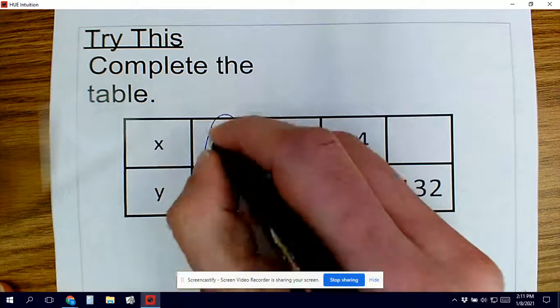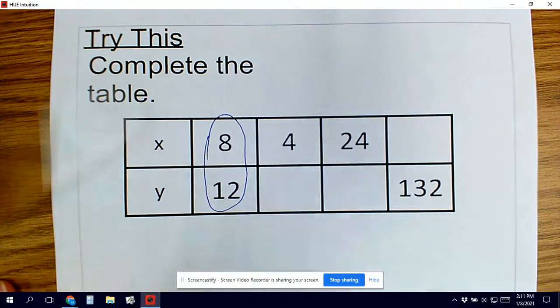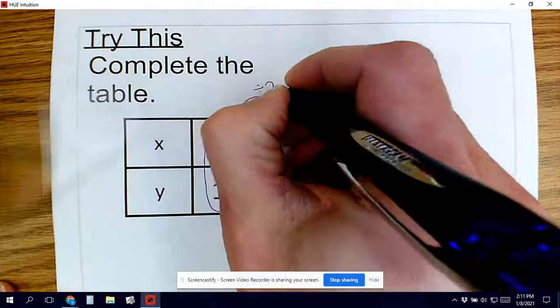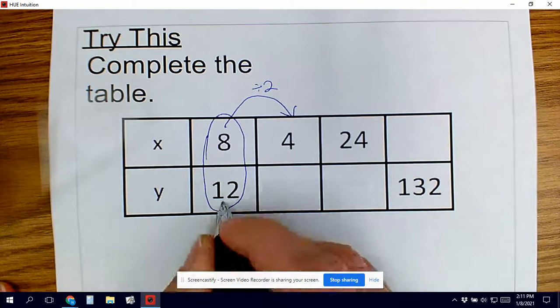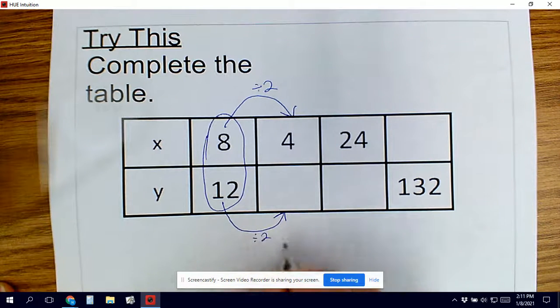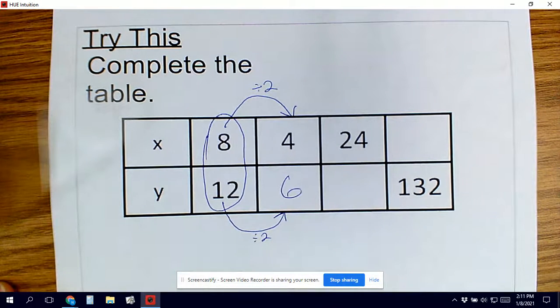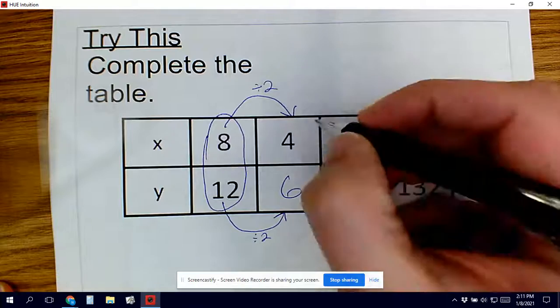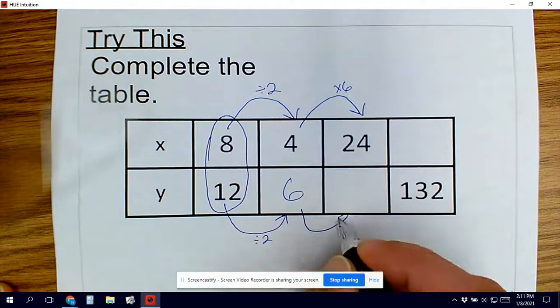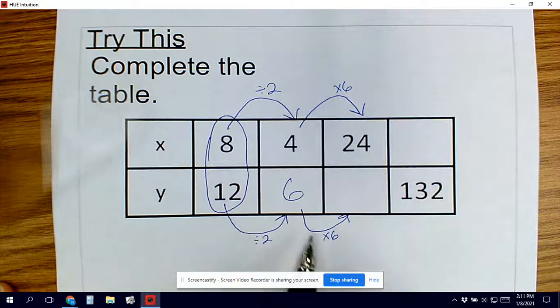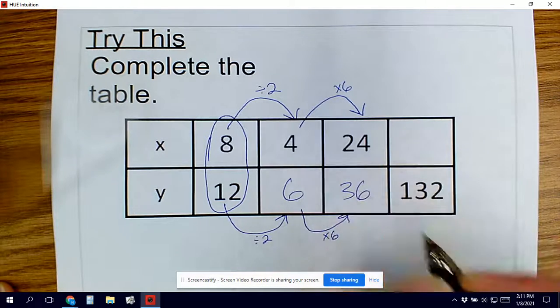Our completed ratio is 8 to 12, so that's going to be our starting point. Jumping from 8 to 4 is our first jump, and you can do that through division by 2. So 8 divided by 2 is 4. We're going to do the same thing with the 12. 12 divided by 2 gives me 6. Next, I want to jump from 4 to 24 because 4 times 6 is 24. We're going to do times 6 at the bottom as well. 6 times 6 is 36.